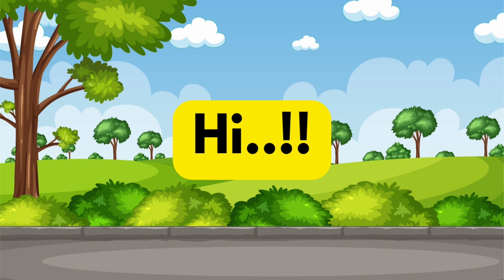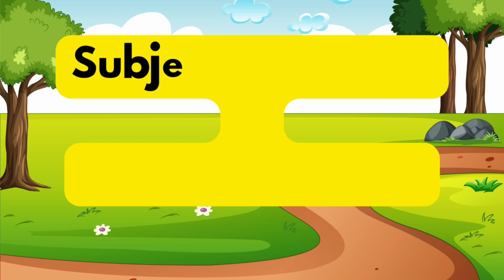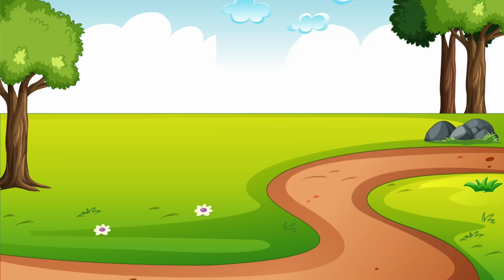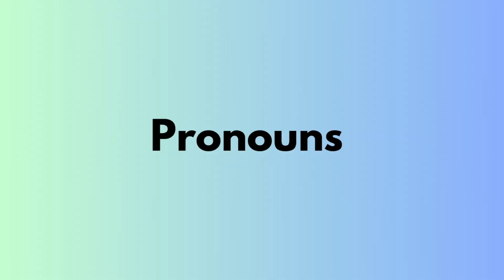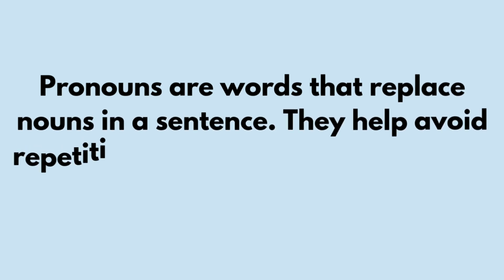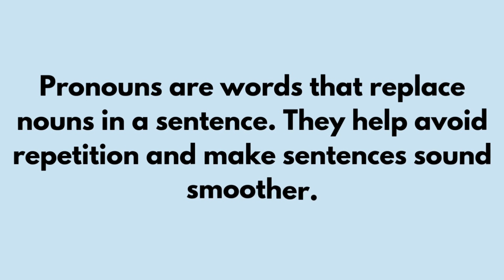Today I am going to teach you about subject pronouns and object pronouns. First of all, let's look at what pronouns are. Pronouns are words that replace nouns in a sentence. They help avoid repetition and make sentences sound smoother. So, subject pronouns and object pronouns are two types of personal pronouns used based on their function in a sentence.